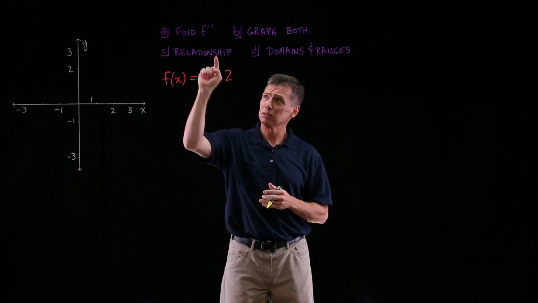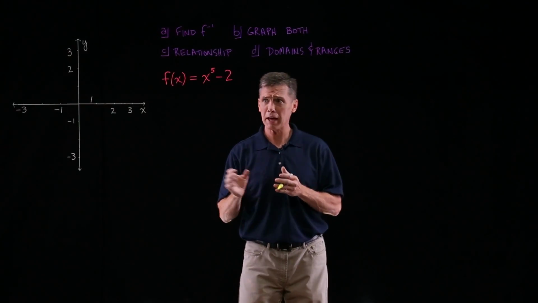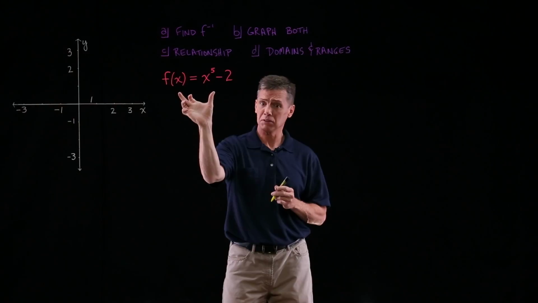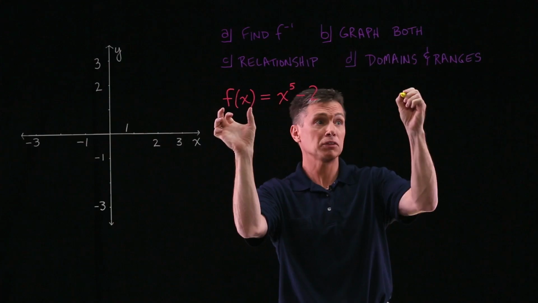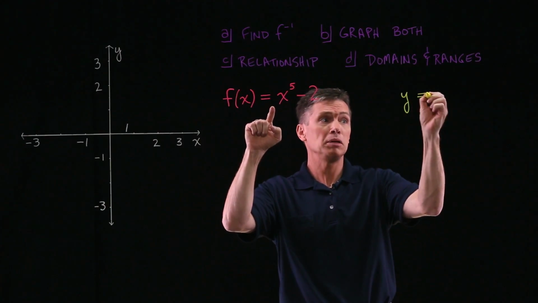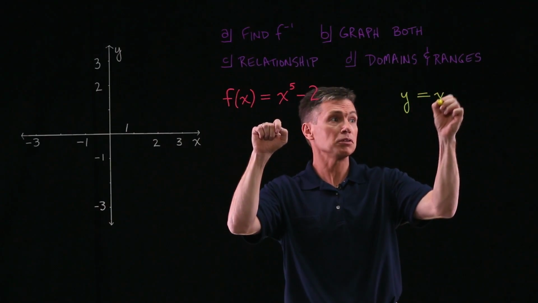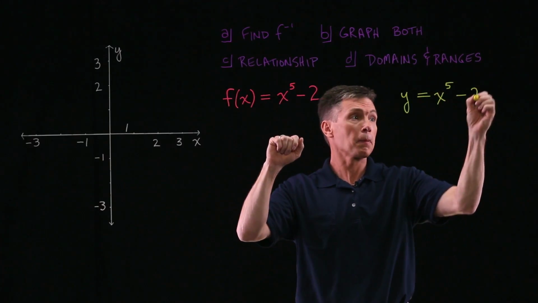Where they want us to begin is to find the inverse. All right, so the work you're going to do for that starts with the f of x that they give you, but the first thing I do is I rewrite the f of x as just y. You know that they're interchangeable. And keep the other side, of course, x to the fifth minus 2.